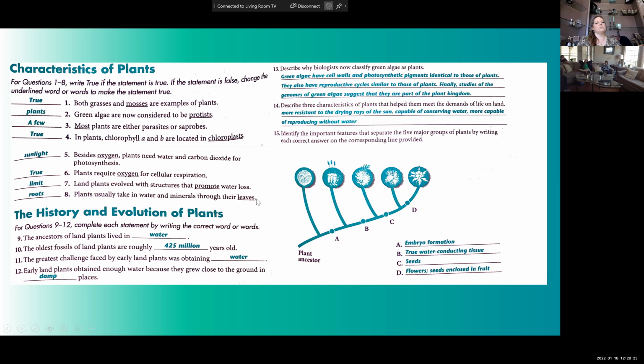Land plants evolve as structures that promote water loss. They limit water loss, right? I'm pretty sure that was in the textbook too. Was it? I'll have to look. Well, maybe they're talking about something. I'll have to look that up, see exactly what they're referencing, because that's a little odd.